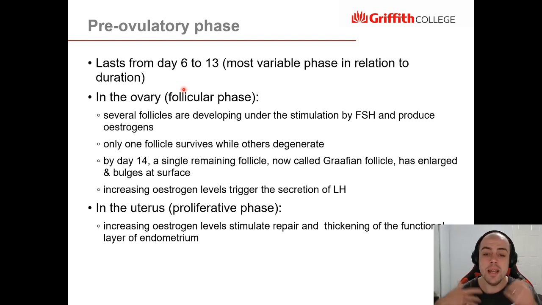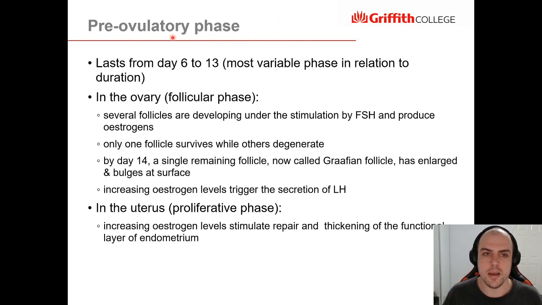And what is then going to happen is that one by one, obviously there's not going to be as much space, some of these follicles are going to degrade. It's going to be a little bit of like a survival of the fittest. And during this pre-ovulatory phase, it's going to last from day 6 to day 13. And by day 13 to day 14, instead of having 10 follicles, there's only going to be one. And this is the Graafian follicle. Okay, this is the enlarged follicle that is essentially bulging on the surface of the ovary, getting ready to be expelled out during ovulation. So that's what's happening here in the ovary.